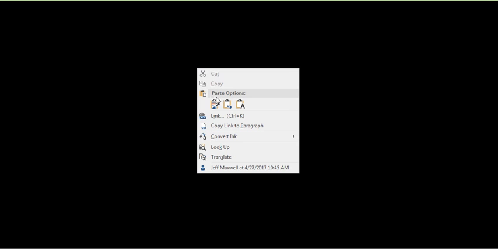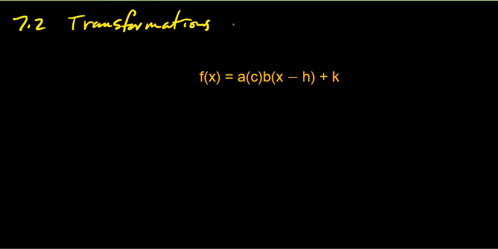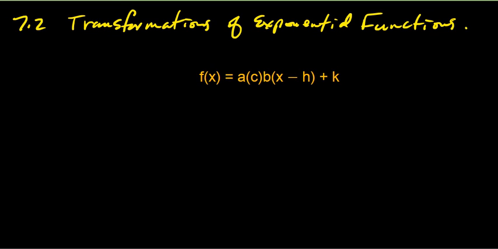Let's see if this copies here. Oh, that's pretty good. Okay, so 7.2, transformations of exponential functions. And this is the pattern. That's the format. And that's actually not real good because you can't really tell that this is an exponent. So this is up in the exponent. Alright, so I guess I'll have to rewrite it anyways.